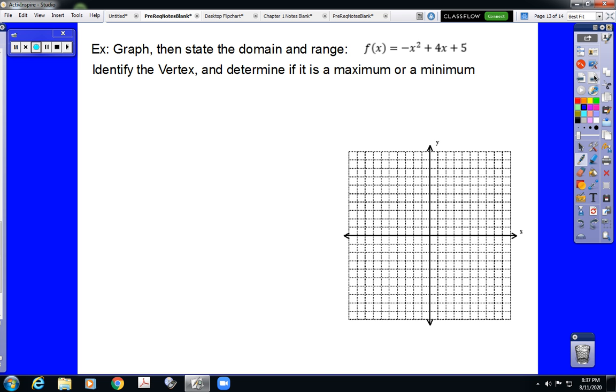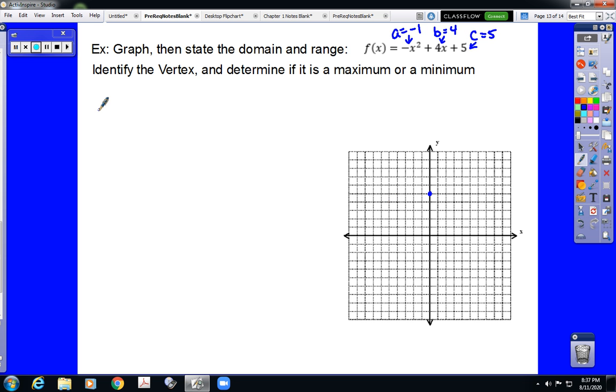So again, this is a several-step process. Step one is to identify a, b, and c. A is the number in front of x squared. In this case, that would be -1. B is 4, and C is 5. Now A and B are what we're going to use to find our axis of symmetry. C is the y-coordinate of your y-intercept. So the point 0, 5 is on this graph because C is 5. So we might as well mark it now because eventually we're going to be graphing it. 0, 5 is on this parabola.